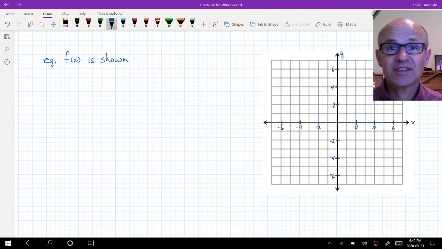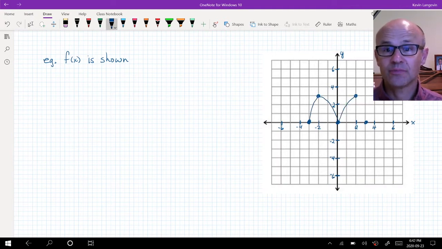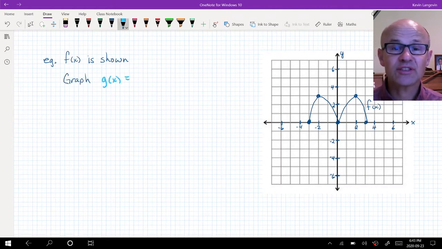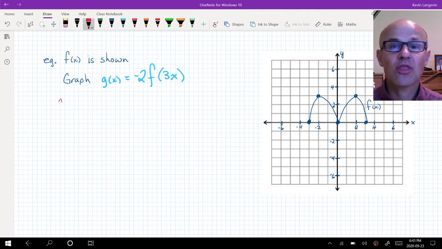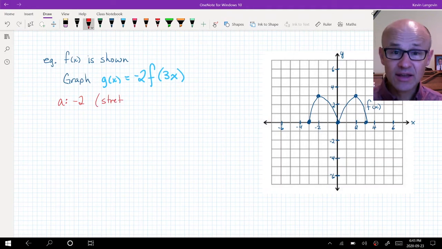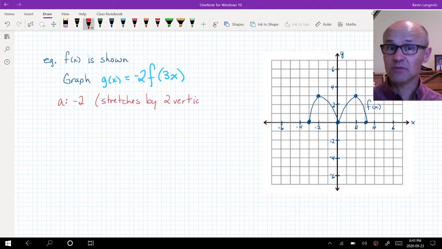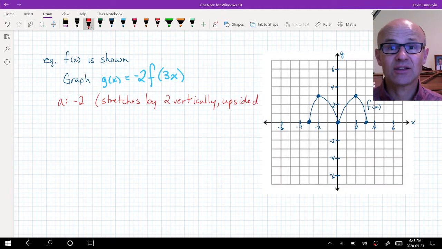Suppose f of x is as drawn. So in this particular case here, I've got 5 points. Kind of makes the letter m, I suppose. That's my f of x. What we want to graph is g of x, which is equal to -2 f of 3x. The -2 is going to stretch it vertically by a factor of 2 and flip it upside down. The number 3, the b value, is going to do something different.